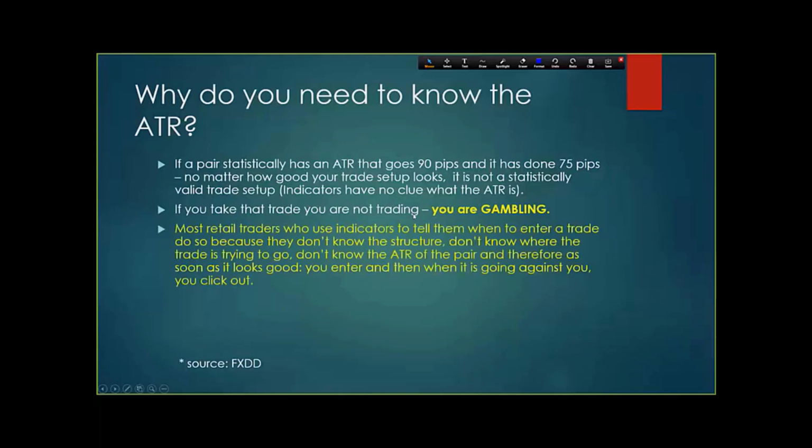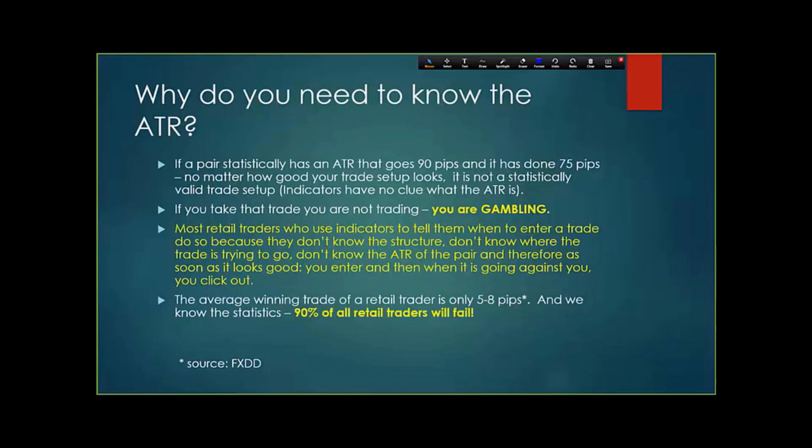Most retail traders who use indicators to tell them when to enter a trade do so because they don't know the structure, they don't know where the trade is trying to go, they don't know the ATR of the pair, and therefore as soon as it looks good, you enter, and then when it's going against you, you click out. All right? So the average winning trade of a retail trader is only 5 to 8 pips.